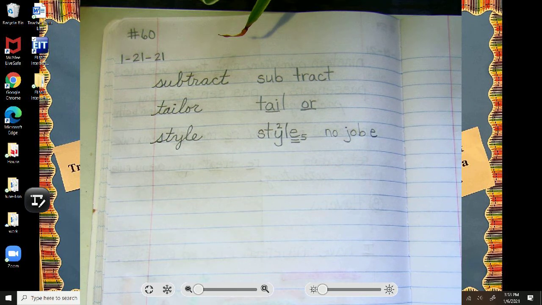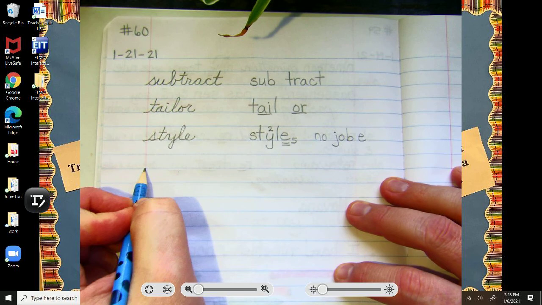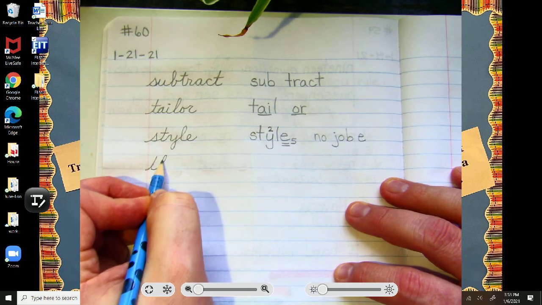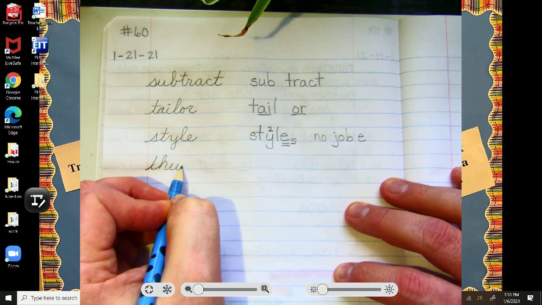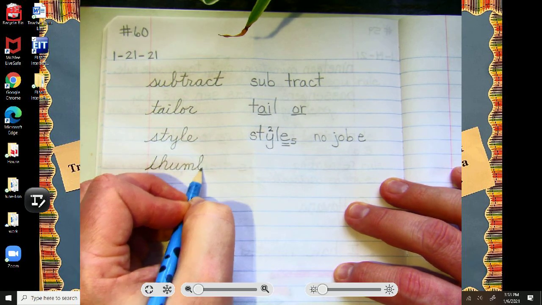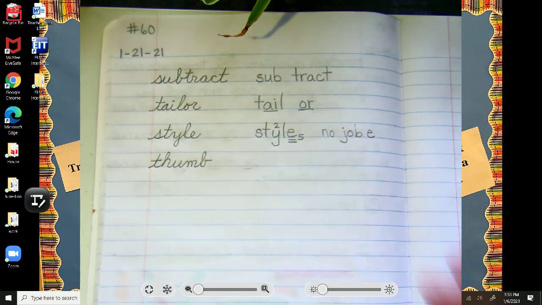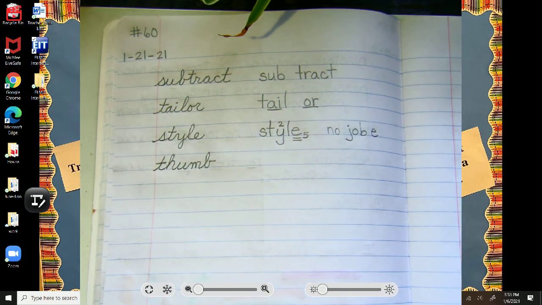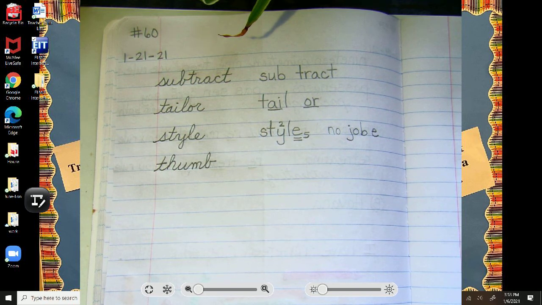Our last required word, comfortably close to the red margin, is the word thumb. Thumb. She hurt her thumb when she hit it with the hammer by mistake. Thumb. All right, scholars, pause and analyze the word thumb.